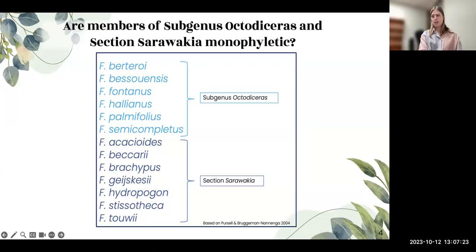So as the relationships between these two fully aquatic groups of Fissidens is convoluted, they've been my main focus, particularly because they're unique in this aquatic nature. So my main question in my thesis project has been whether or not members of these two groups are monophyletic in a phylogenetic tree.